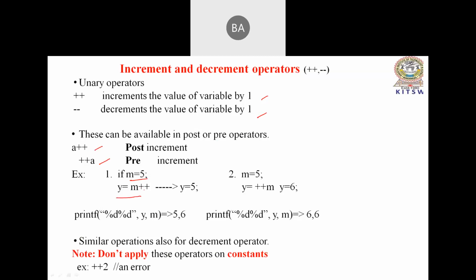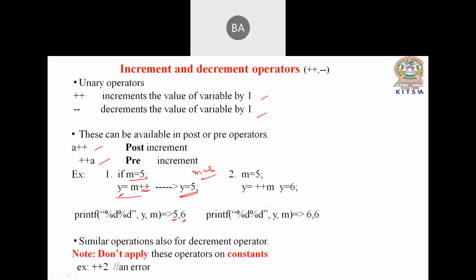So first, because it is a post-increment, first the m value is assigned to y, later the m value is incremented. That means 5 will be assigned to y. So y becomes 5, then the m value becomes 6. After that, the m value is 6. So if you print %d y comma m, it will print the y value as 5 and the m value as 6.